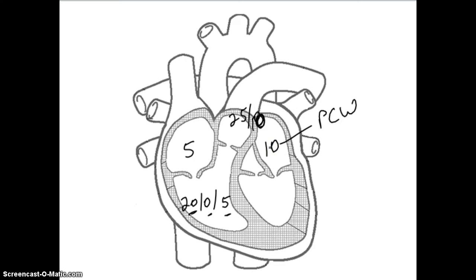And then your left ventricle is systole 120, diastole 0, and an EDP of 10. And then your aorta: the normal blood pressure should be 120/80, and that is the normal blood pressure for all arteries throughout the body.